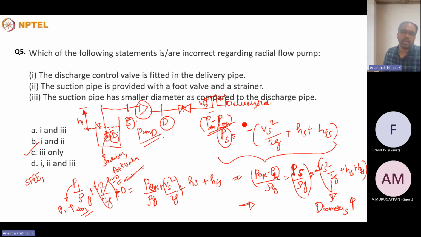So the only incorrect option among the three options given is that the suction pipeline has a smaller diameter compared to the discharge pipeline. In most cases, it will be higher. In some cases, it will be almost the same as that of the discharge pipeline because of this cavitation issue.